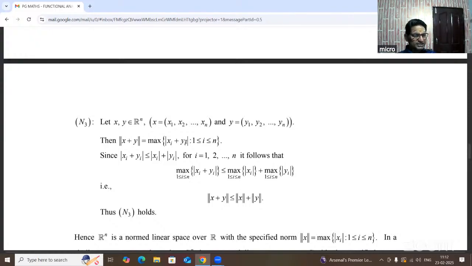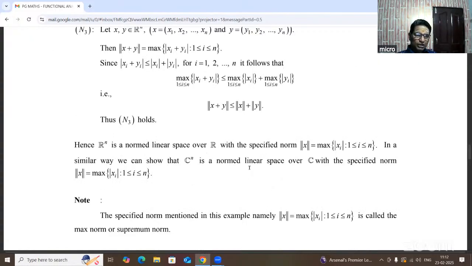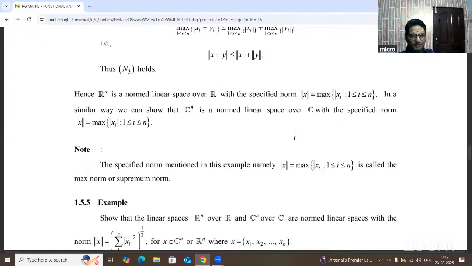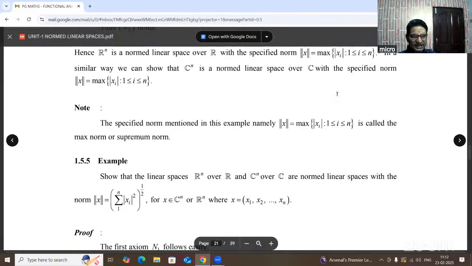So the third condition is mod of xi plus yi less than or equal to mod xi plus mod yi. Now we are applying the norm according to the maximal values. Norm of x plus y is less than or equal to norm x plus norm y. Okay, N3 also holds good. In the same manner, we apply this to the n-tuples of the complex system, and that is also a normed linear space. That is the simple proof.